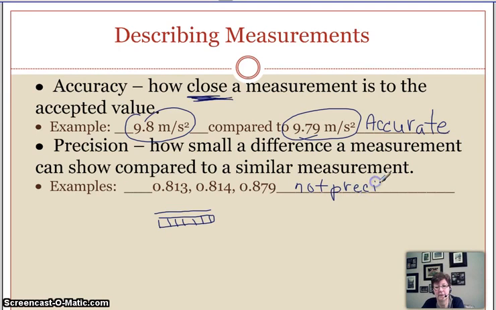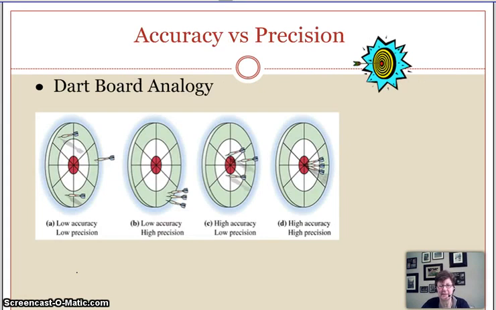So precision has to do with how close the measurements are to each other. Accuracy has to do with how close they come to an accepted value. Now, if we look at an analogy that might help give us a better feel for that, the dartboard analogy helps us zero in a little better on accuracy and precision.